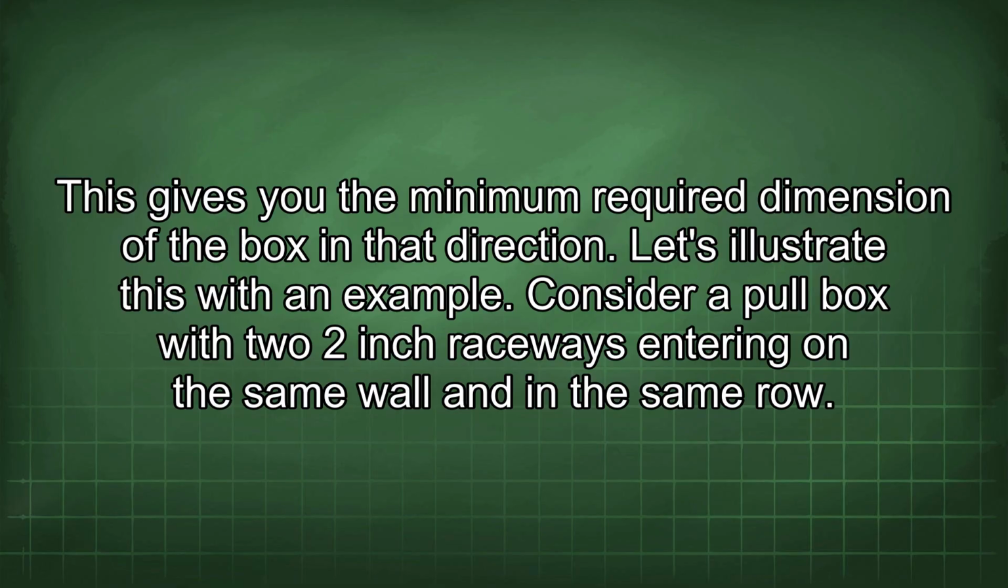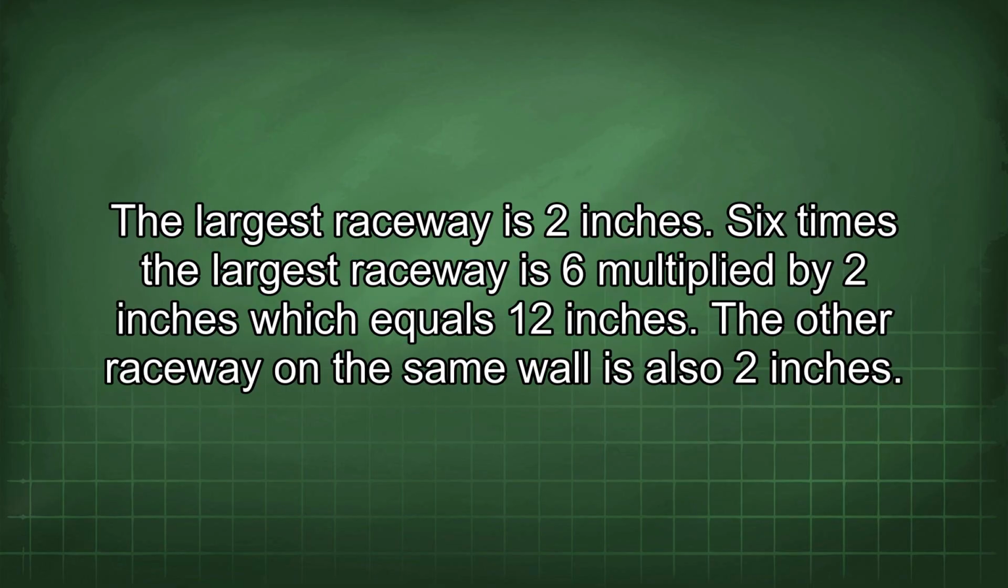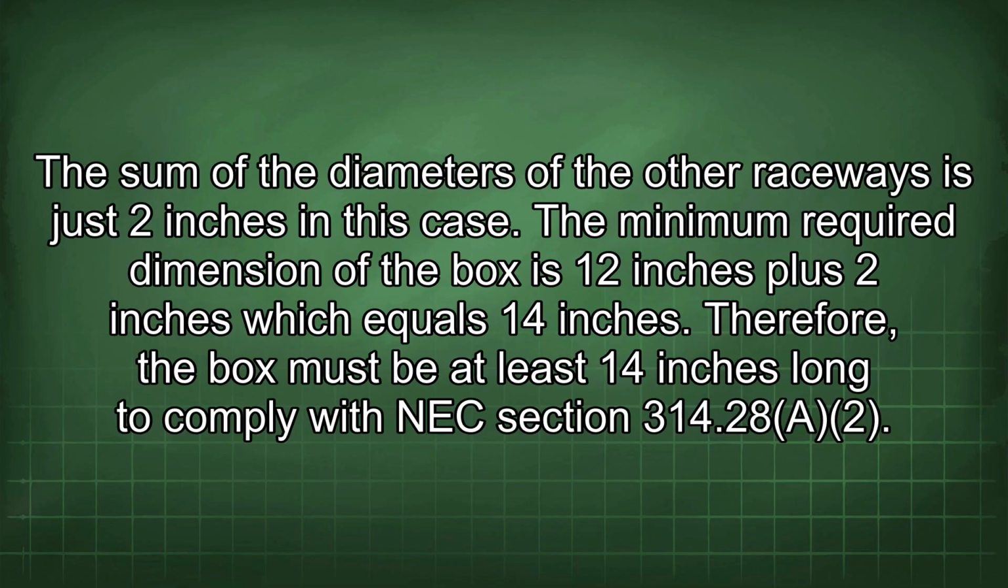Let's illustrate this with an example. Consider a pull box with two 2-inch raceways entering on the same wall and in the same row. The largest raceway is 2 inches. 6 times the largest raceway is 6 multiplied by 2 inches, which equals 12 inches. The other raceway on the same wall is also 2 inches. The sum of the diameters of the other raceways is just 2 inches in this case. The minimum required dimension of the box is 12 inches plus 2 inches, which equals 14 inches. Therefore, the box must be at least 14 inches long to comply with NEC Section 314.28(A)(2).